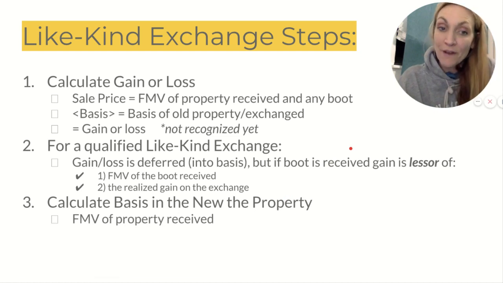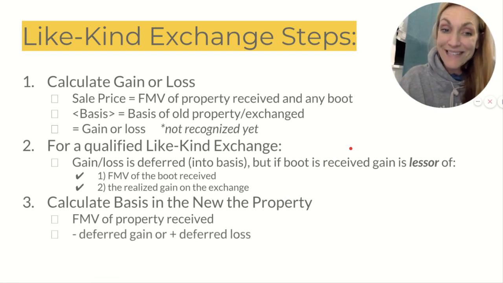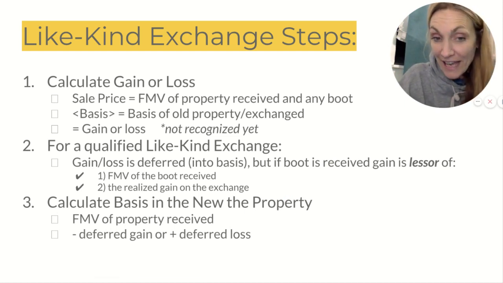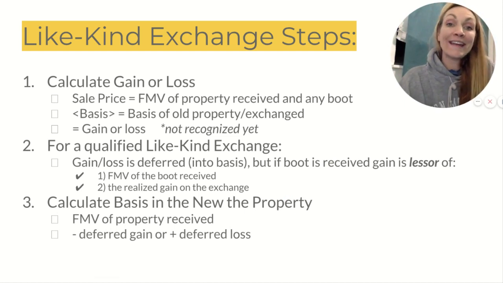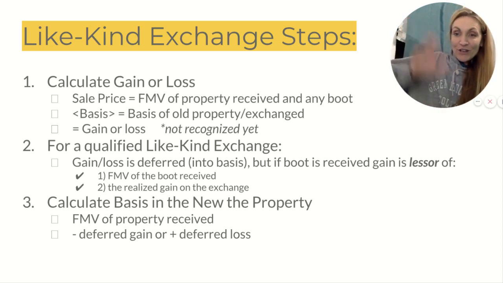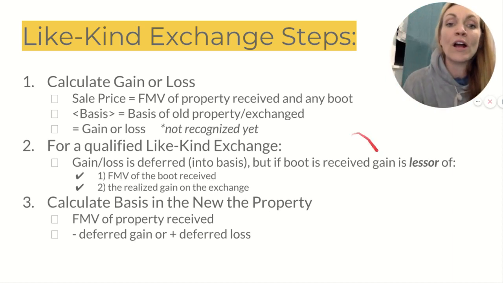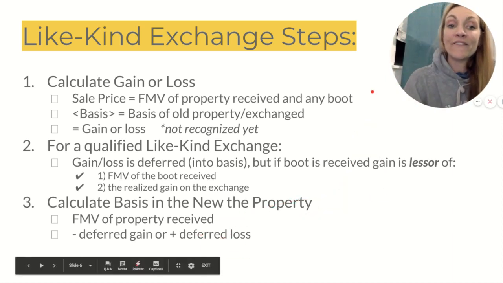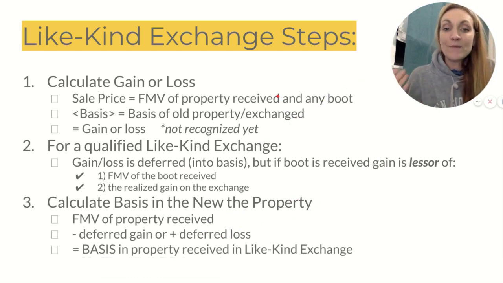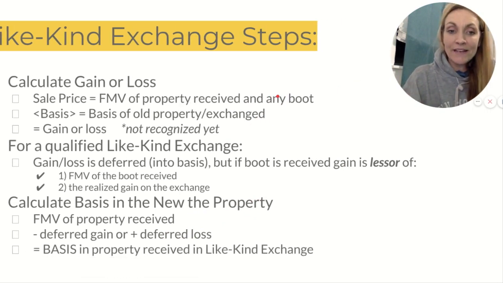So we start with the fair market value of the property received. We subtract any deferred gain, and we add any deferred loss. Remember, that's what I was saying before. When you decrease your basis, then later on, when you sell for the same price, you're going to pay tax on more, and the loss has the opposite effect. And so that equals basis in the property received in a like-kind exchange.